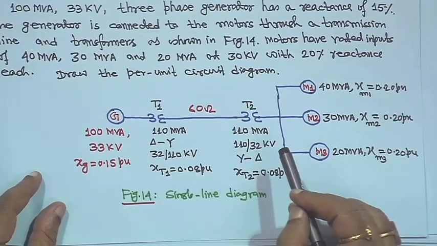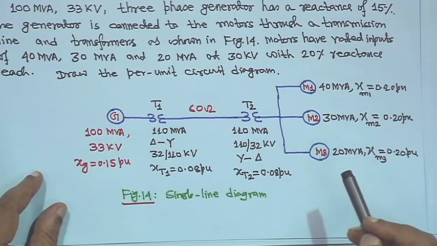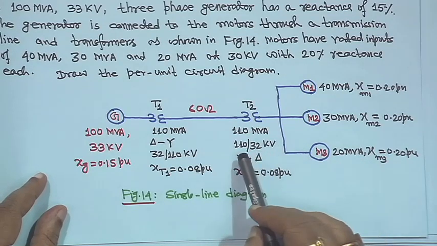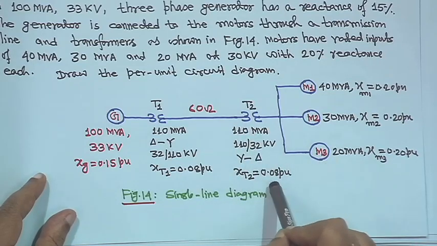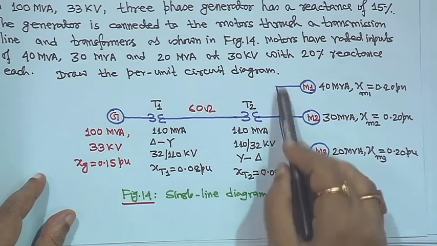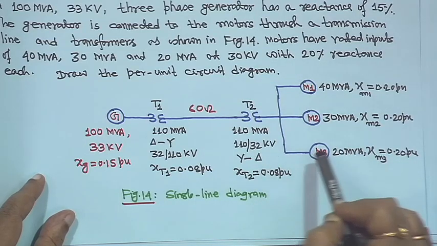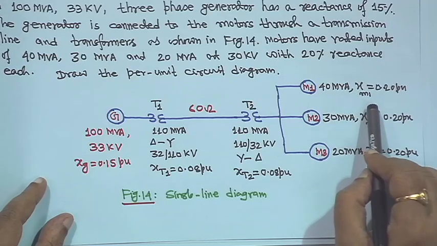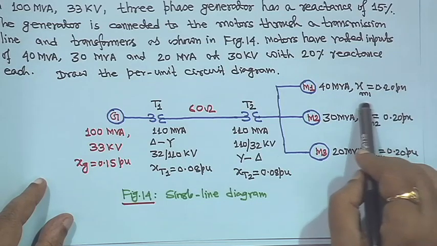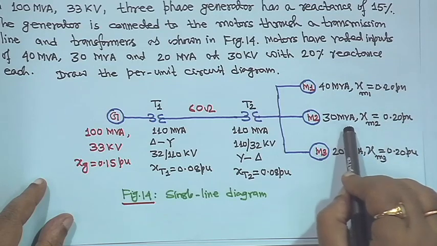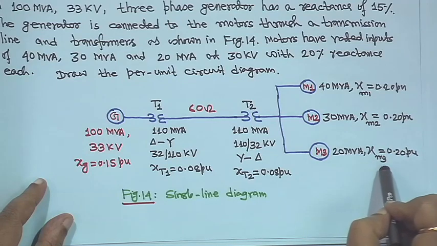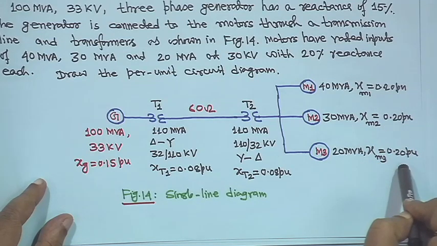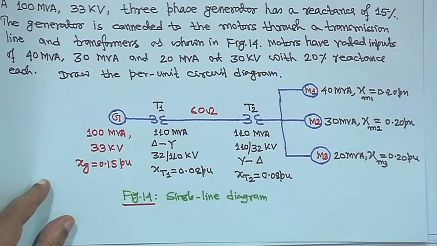I told you earlier the star side is generally kept for the high voltage side and delta side is for the low voltage side. So 110 by 32 kV is star on this side, delta on this side, and XT2 is also 0.08 per unit. Now here 3 motors are connected in parallel. One rating is 40 MVA and XM1 is equal to 0.20 per unit, that is motor 1 reactance. Similarly, motor 2 is 30 MVA with 0.20 per unit, and another one is 20 MVA with motor reactance 0.2. The j is not shown anywhere, but in the final per unit diagram we will put the j.